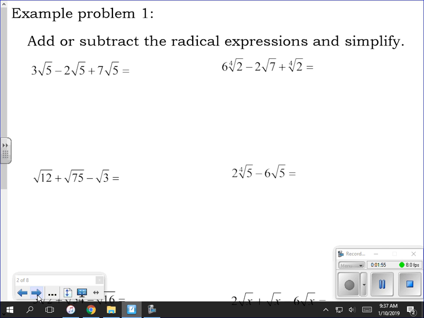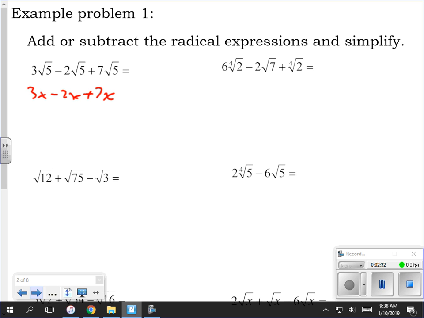So the first one, combining like terms, add or subtract radical expressions, and simplify. So once again, they need to be like terms. If I had, instead of 3 root 5, 3x, instead of 2 root 5, 2x, instead of 7 root 5, 7x, could you do that? Yeah, it's really easy, isn't it? You've done that lots of times. 3 minus 2 is 1. 1 plus 7 is 8. You have 8x. It works exactly the same for radicals.